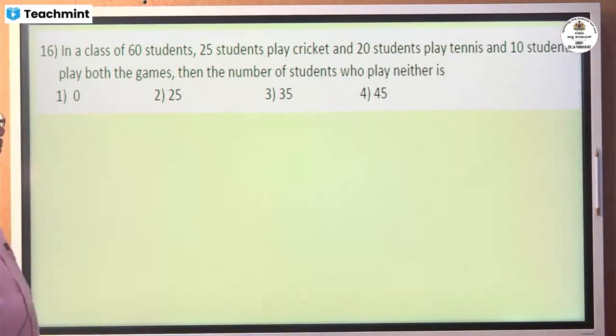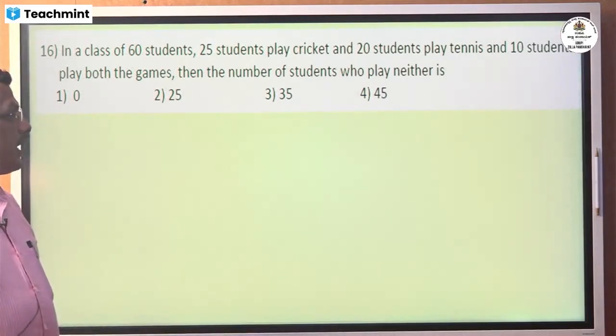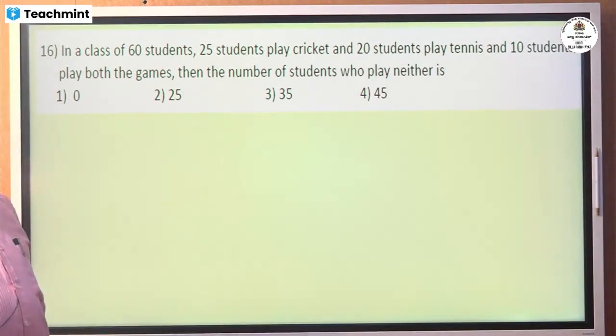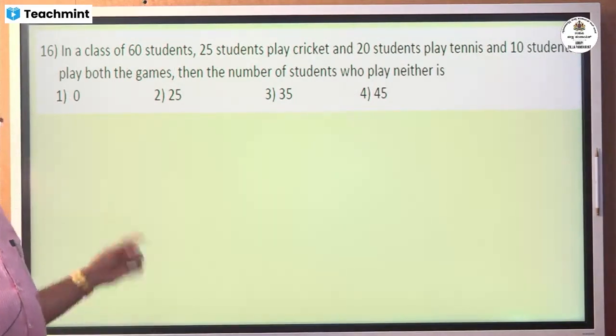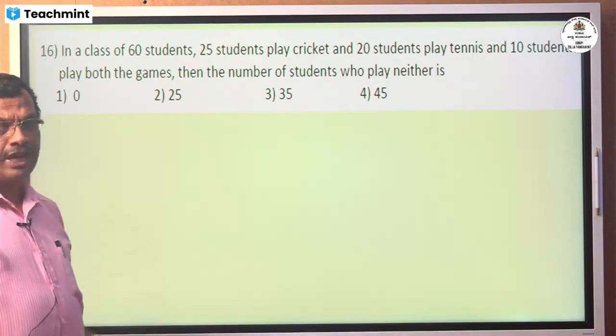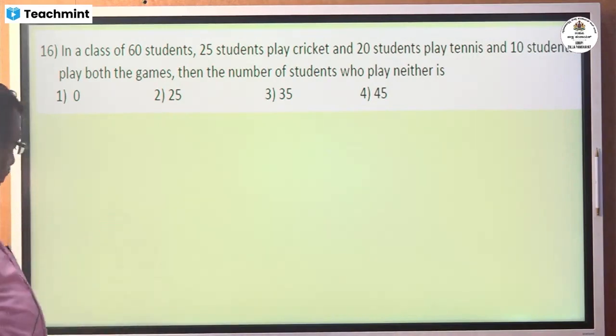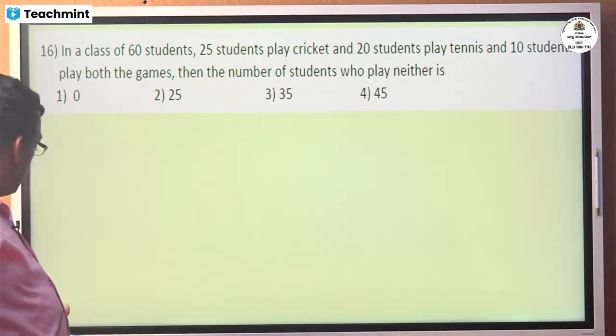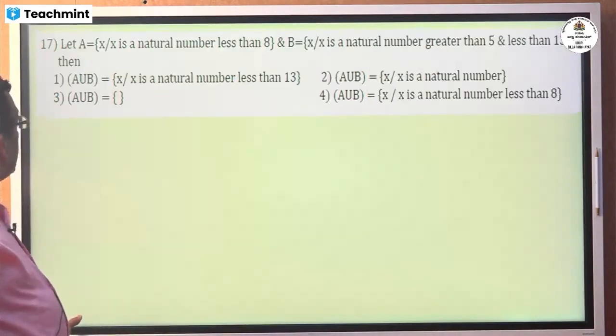In a class of 60 students, 25 students play cricket and 20 students play tennis, 10 students play both the games. Then the number of students who play neither is. I am not discussing this one. ಆವಾಗಲೇ neither discuss ಮಾಡಿ ಆಗಿದೆ. ಅದೇ ರೀತಿ ನೀವು ಸಾಲ್ವ್ ಮಾಡಬೇಕು. You have to answer. I am not doing that one. Next.